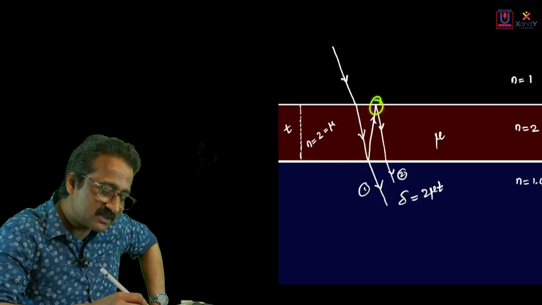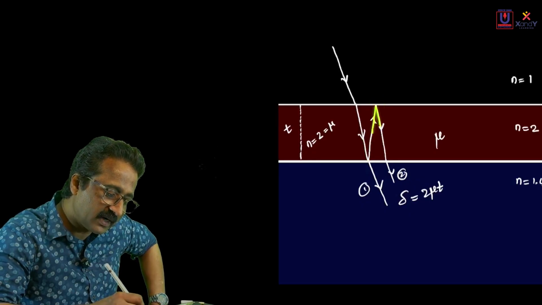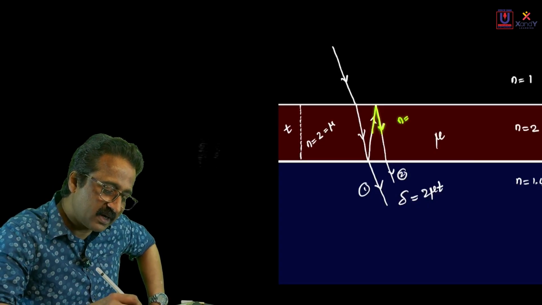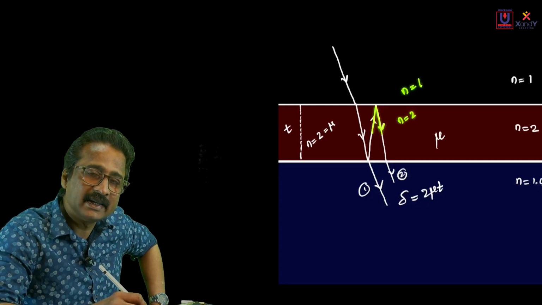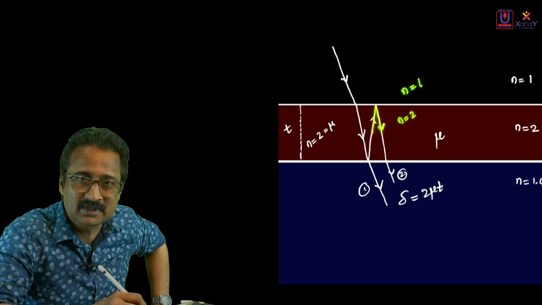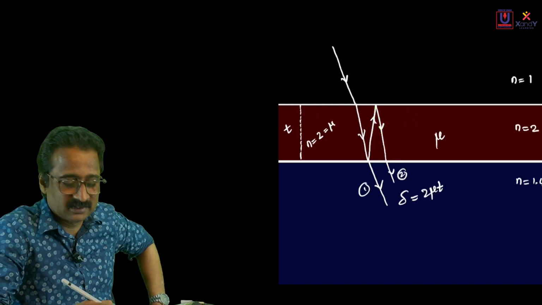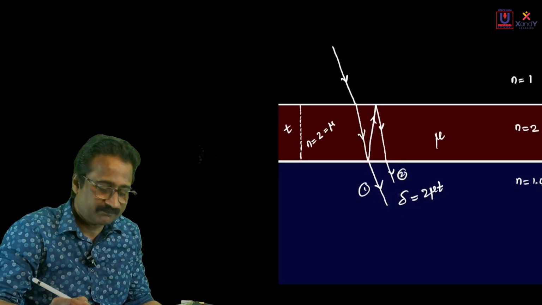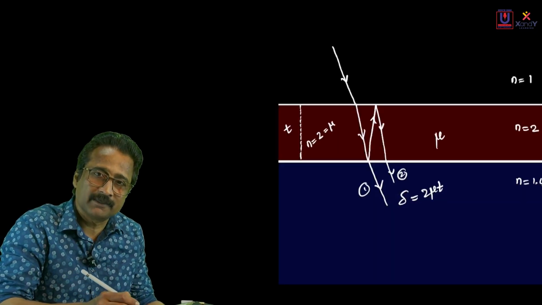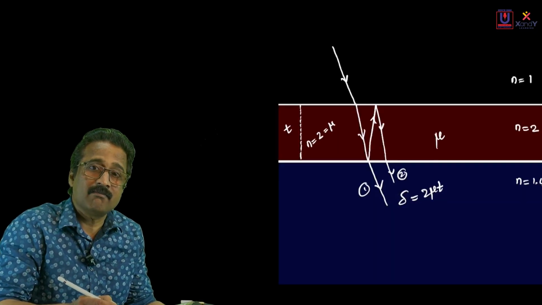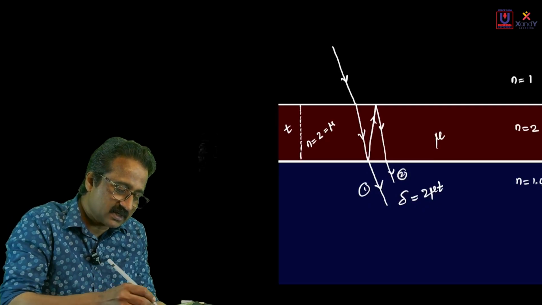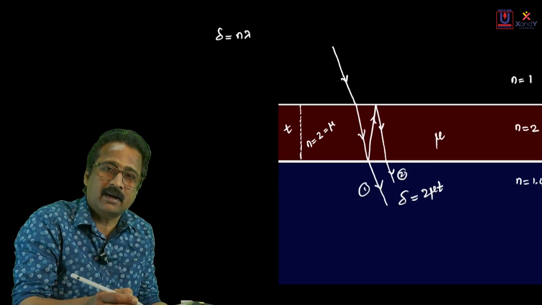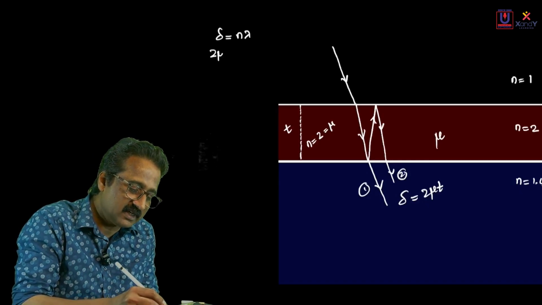Now look at what happens here. There also reflection is taking place. This is the way light is reflected. There also there is no phase difference because light was passing from n equal to 2 to n equal to 1. Again, the reflection is taking place at a rarer surface. So there is no question of any additional phase difference here. The only path difference is 2 mu t and there is no additional phase difference. Now they ask you what's the condition for maximum or constructive interference. So let's come to the condition for constructive interference now. Constructive interference takes place when delta is equal to some n lambda. And that delta, the path difference here, is 2 mu t.